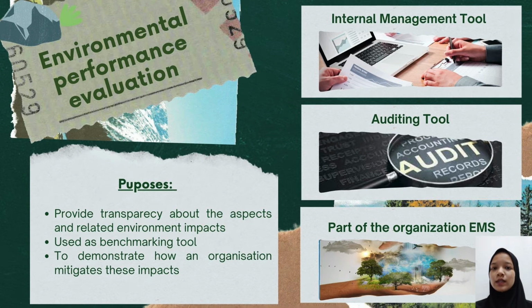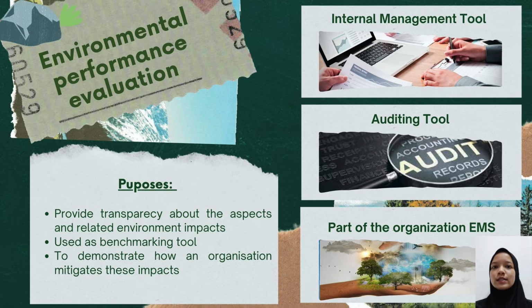The last one is that it is an ongoing process that ensures any changes to an organization's activities or products and services that could change the environmental performance are being taken into account in the organization's environmental management system. So there are three purposes of this environmental performance evaluation, EPE. The first one is to provide transparency about the aspects and the related environmental impacts.